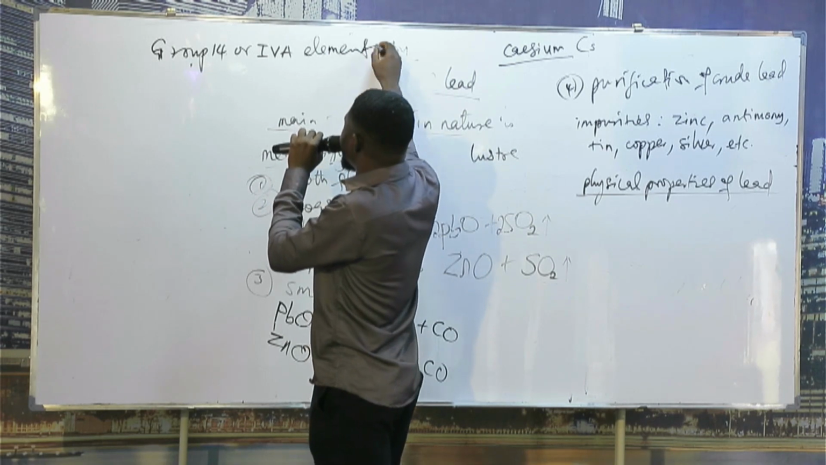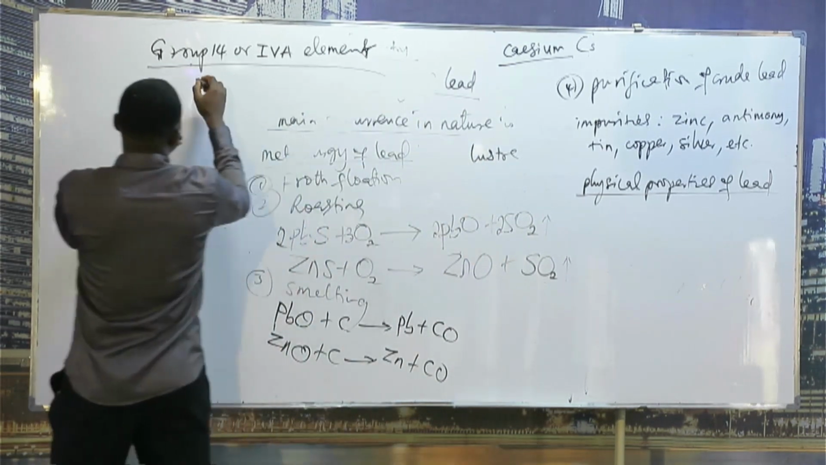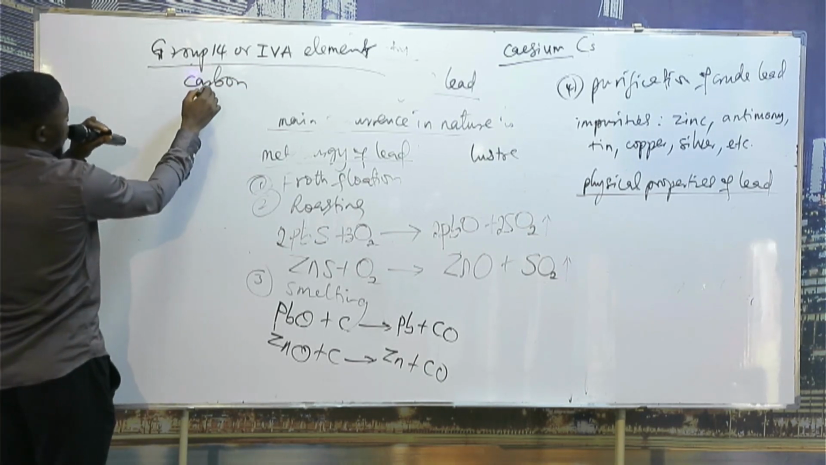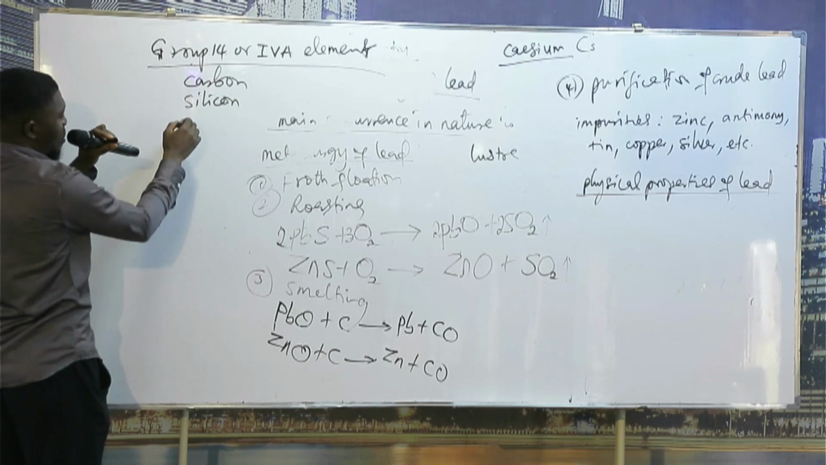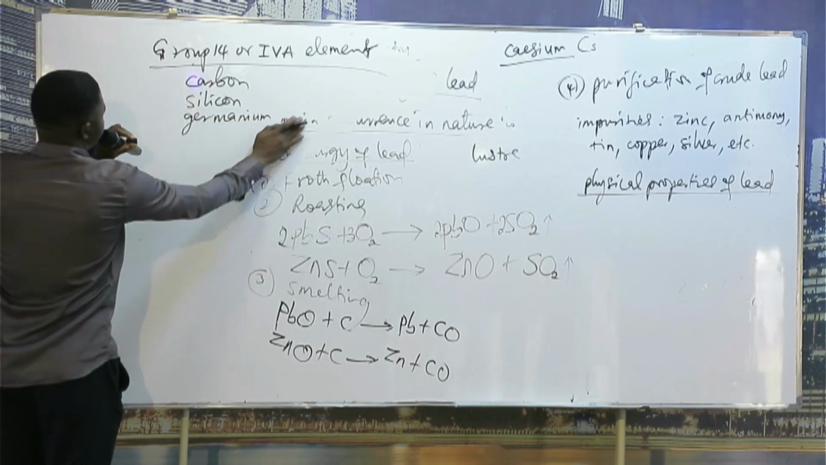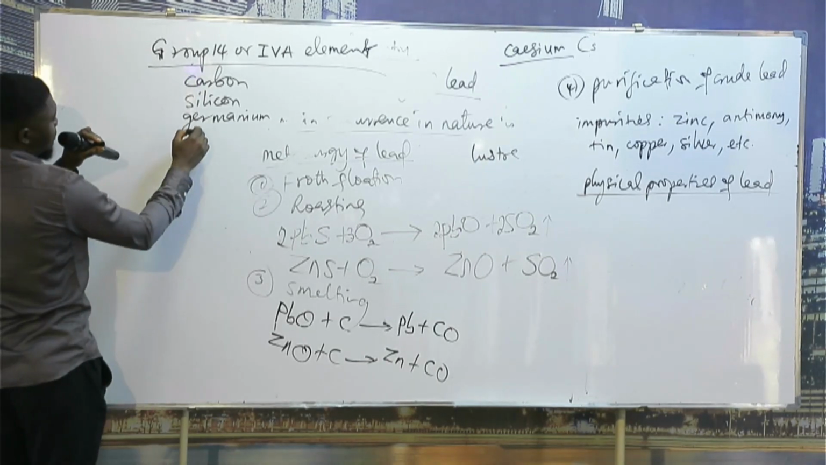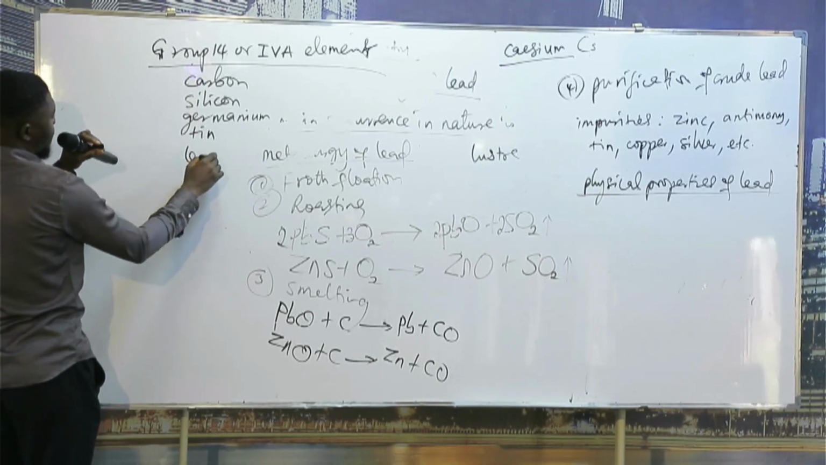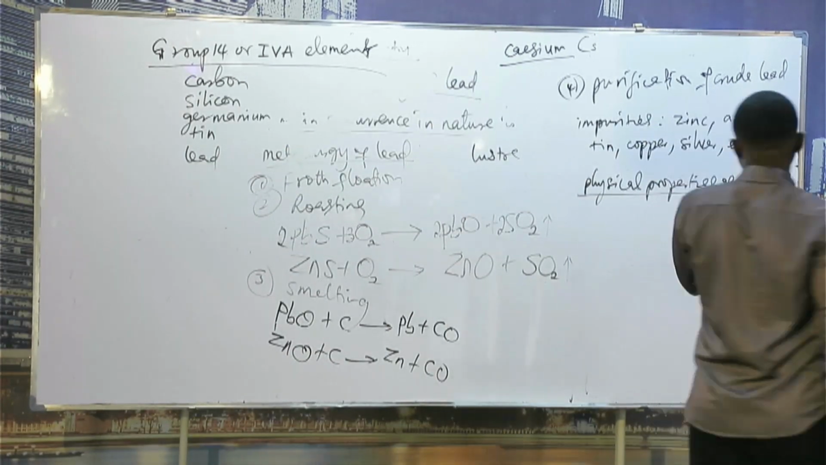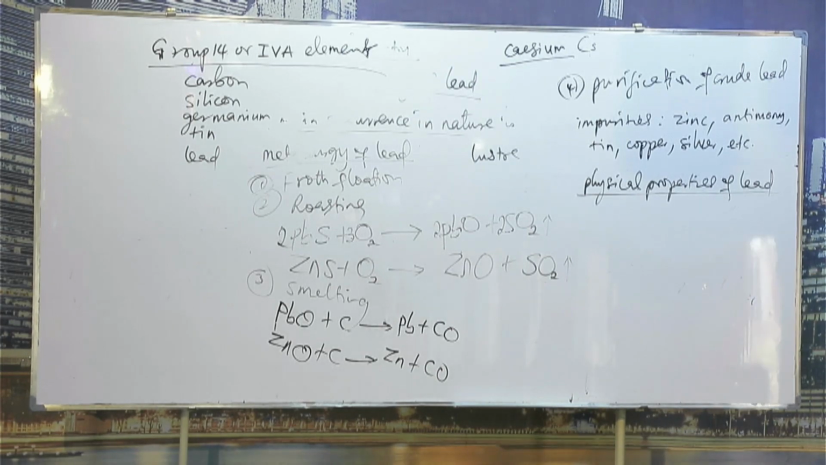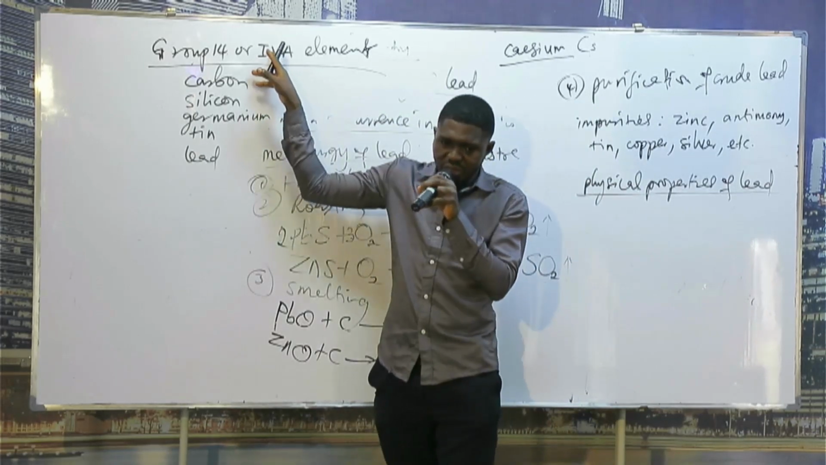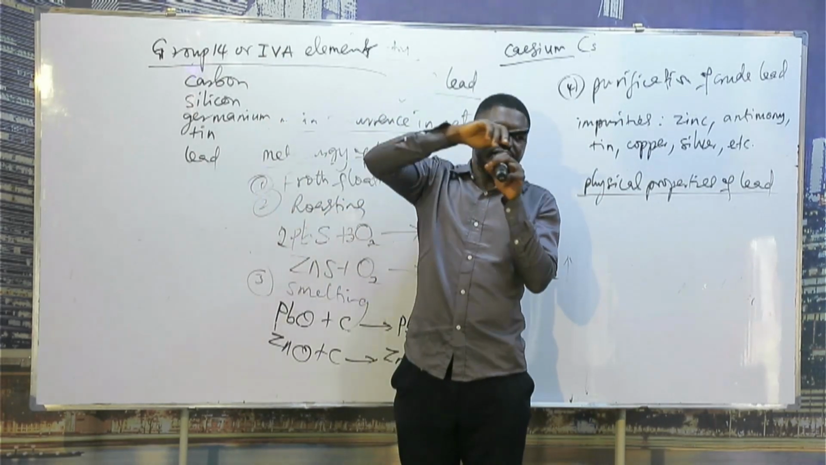What are the members of the group 14 elements? Carbon, silicon, germanium, tin and lead. These are group 14, or IV. IV is 4. But look at it.